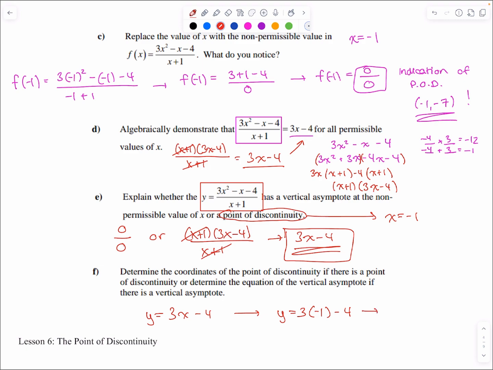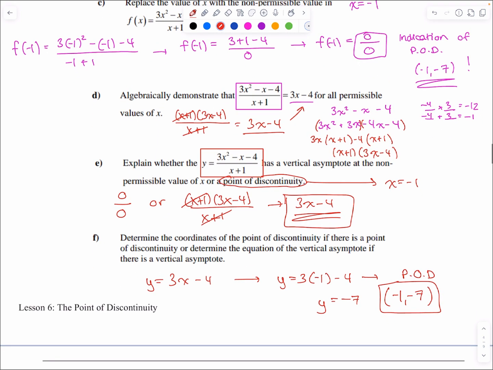So let's work that out. We're going to get y is equal to negative 3 minus 4, which is negative 7. So at negative 1 and negative 7, we have this point of discontinuity occurring. It doesn't actually equal that value. That's why the hole exists. It's approaching negative 7 as we surround negative 1 from the left and right. It's not ever going to equal negative 7. It's going to approach negative 7, never equal it, though. It's like an asymptote. It's never going to cross that bound. It's going to infinitely approach it.